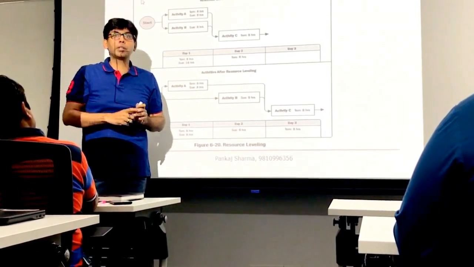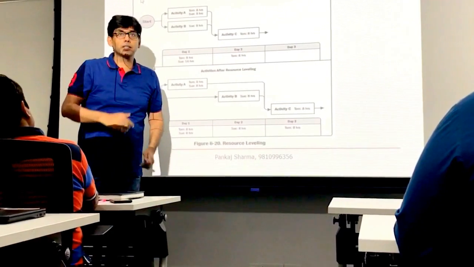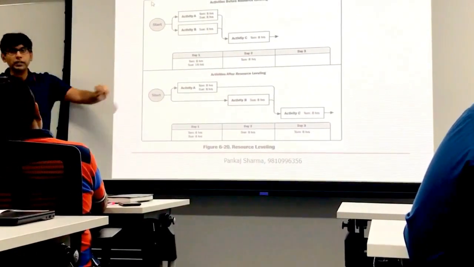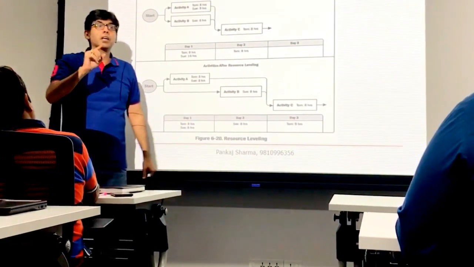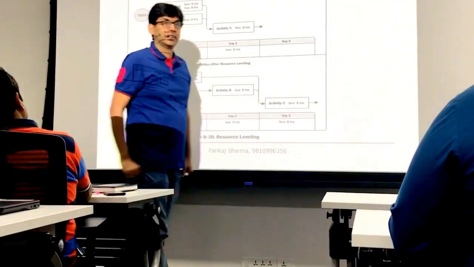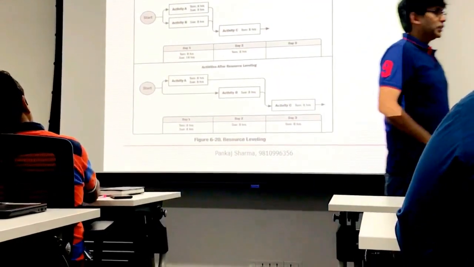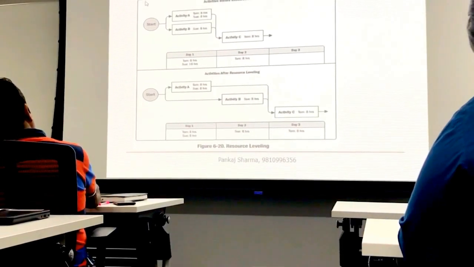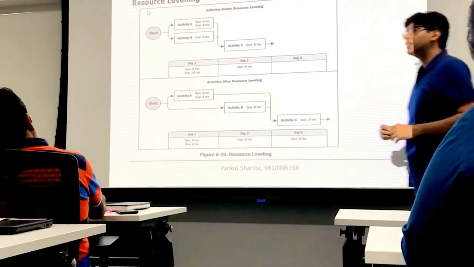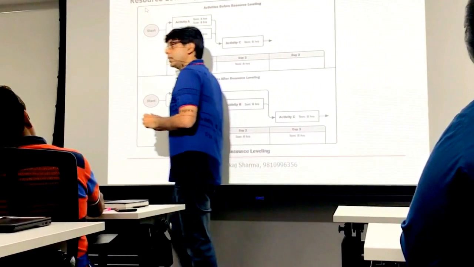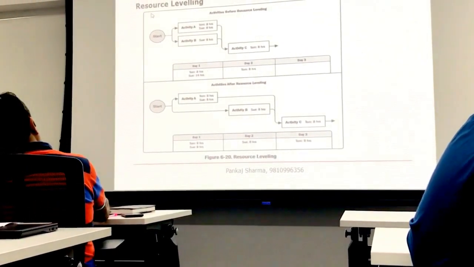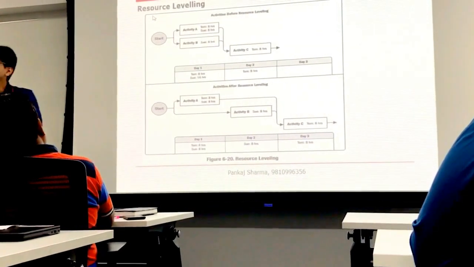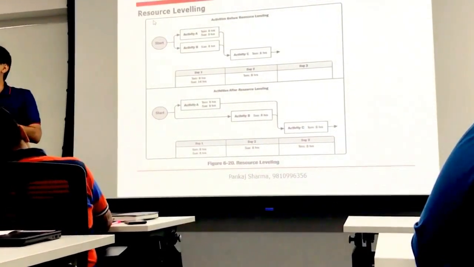Now let's talk about smoothing. Before we talk about smoothing, any doubts about leveling? No. Now let's talk about smoothing. In smoothing, we are time constrained. Since we are time constrained, we cannot change the critical path. So whatever we have to do, we have to do within the available floats.